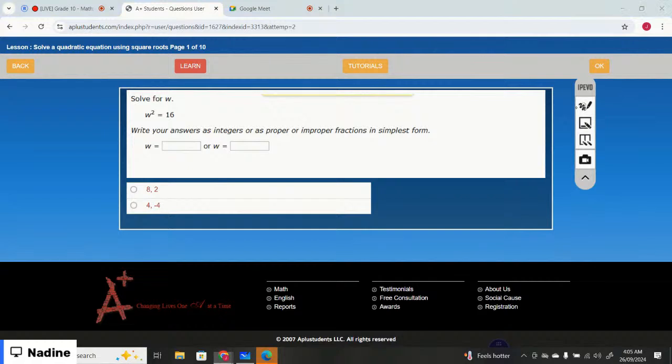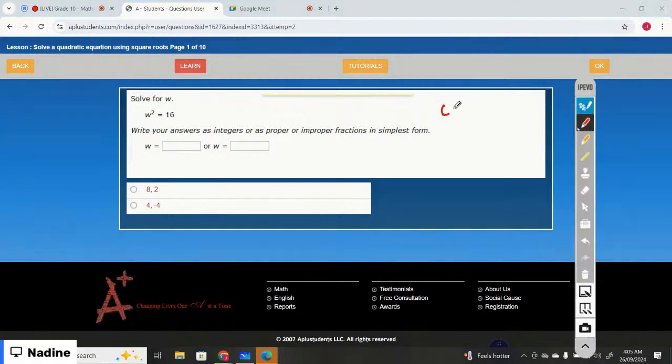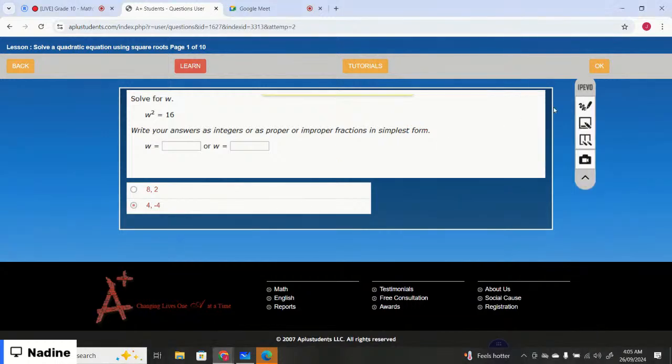Solve for w. w square equals 16. So you need to take the square root of both sides. The square and square root cancel out. You are left with square root of 16, which is plus or minus 4, right? So that means w has two values, 4 and negative 4. The correct option is option number 2.